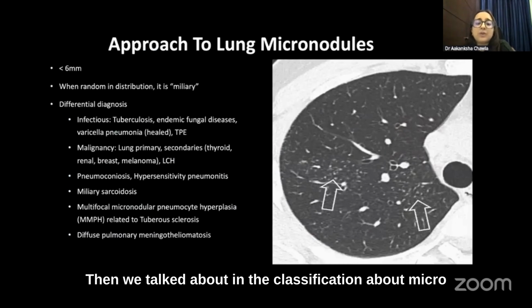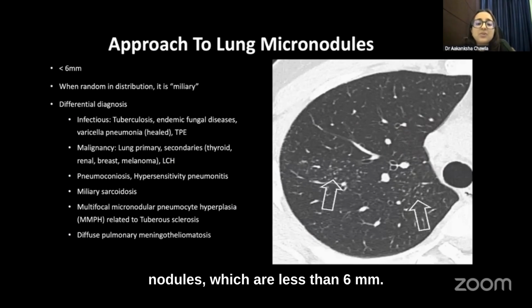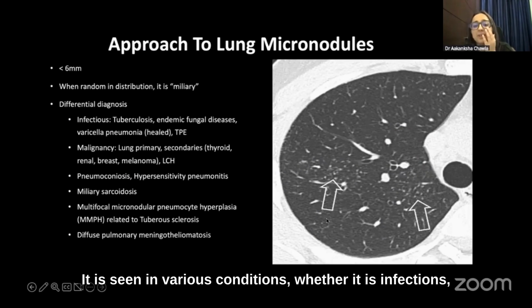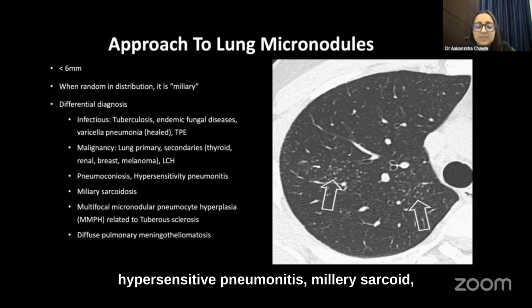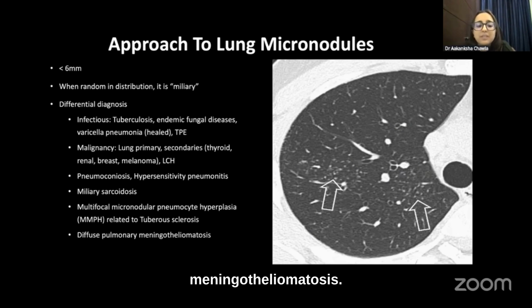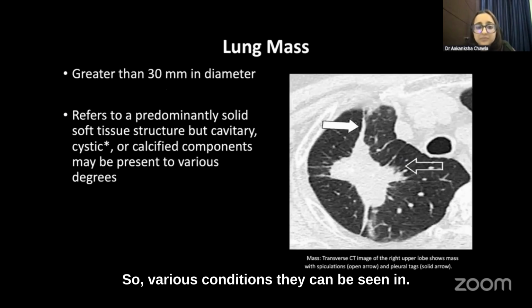Then we talked about, in the classification, micronodules, which are less than 6 mm. When they are randomly distributed, it is the miliary pattern. It is seen in various conditions, whether it's infections, malignancy, pneumoconiosis, hypersensitivity pneumonitis, miliary sarcoid, and diffuse pulmonary meningotheliomatosis. So various conditions they can be seen in.